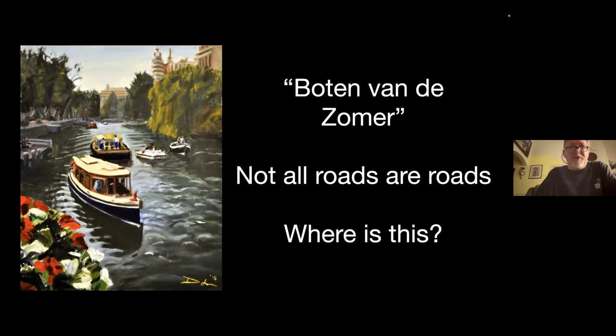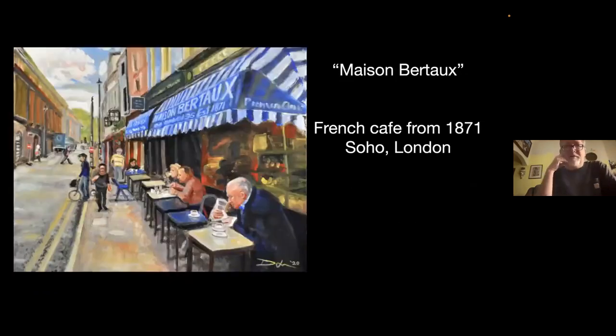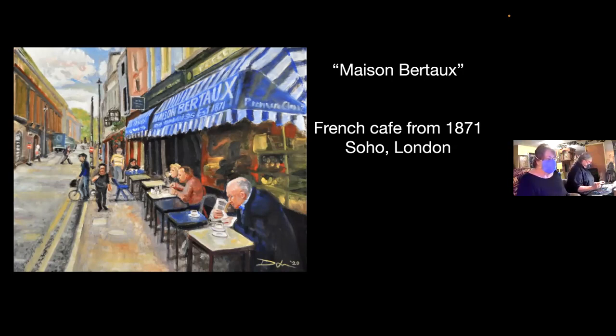Okay, so this is the last of my street scenes that I wanted to show you guys, and this was actually painted after my wife and I went to London. It is the street scene in the Soho district of London. There's a French cafe there called Maison Bertaux, and I'm going to mispronounce it. It's the same kind of street scene, people sitting out in a cafe, and people wandering the streets.